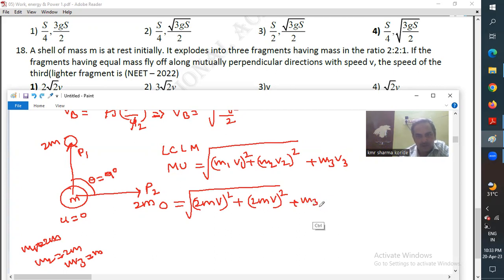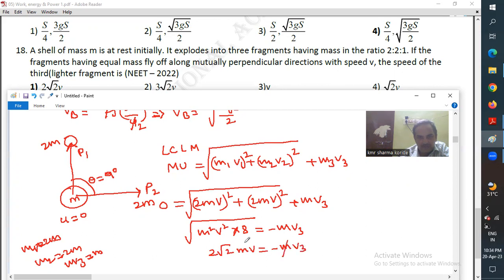m3 is m only, v3. So therefore, this is 4m square v square plus 4m square v square. m square v square you take out common, multiplied with 8. So this is all under root is equal to minus mv3. So therefore, this is 2 root 2 mv is equal to minus mv3. So this and this get cancelled. So the answer is the first option.